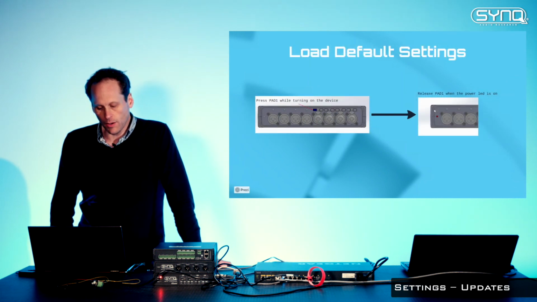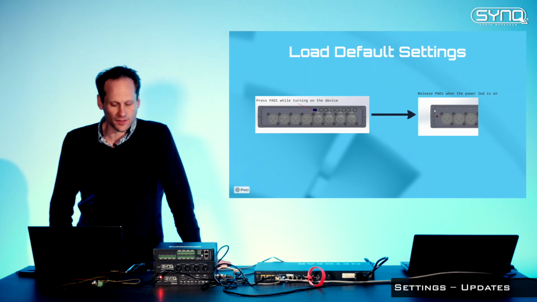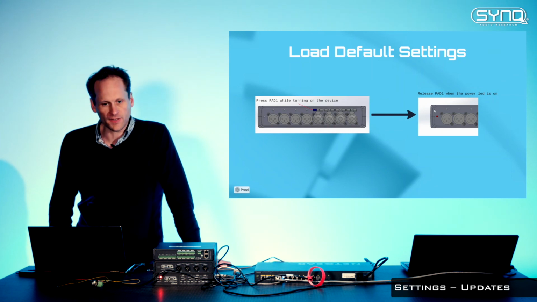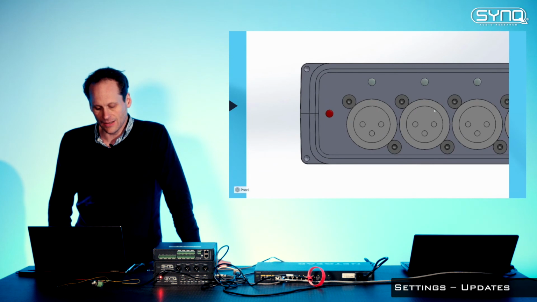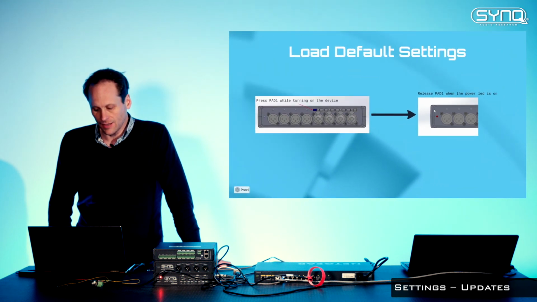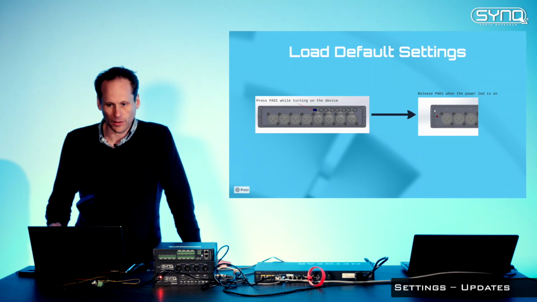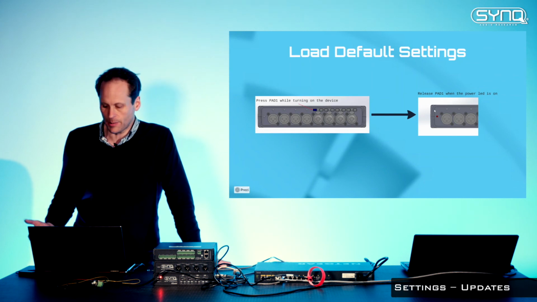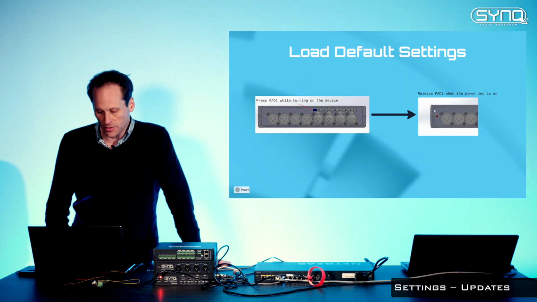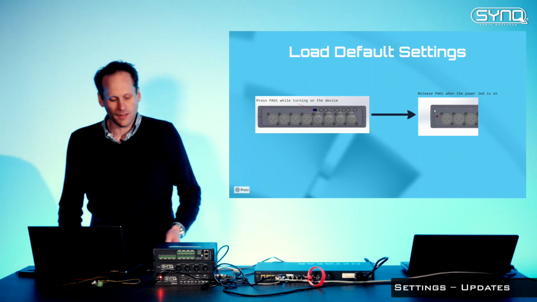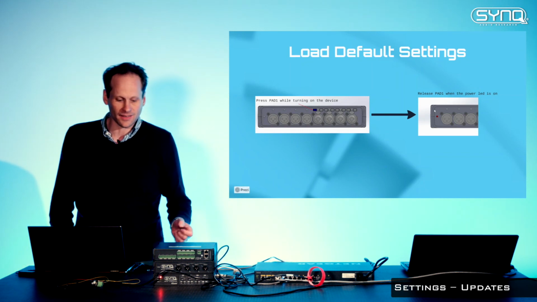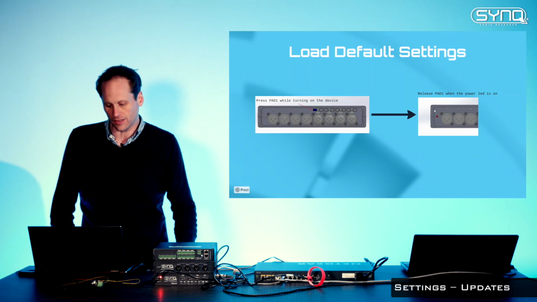You can also load default settings. As discussed before, someone previously set the IP address as a static IP address. You don't know it, you don't know how to access. You press the pad 1 button, and in this case, you will see that the power LED in the front is turning on. When the power LED is turned on, you release pad 1, and then the device will load the default settings. So DHCP is on, and in this case, you can use the discovery application to find the device on the network.